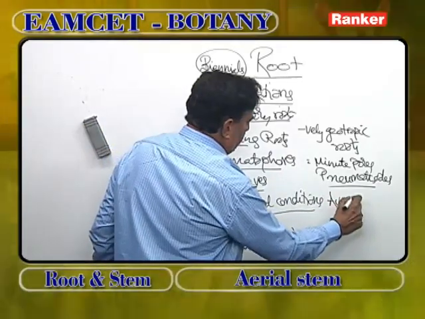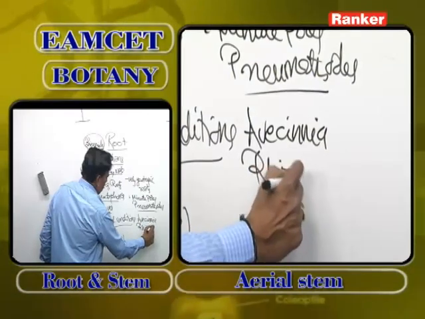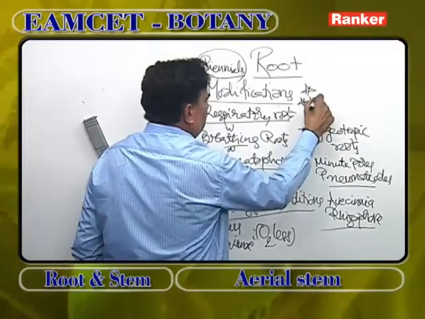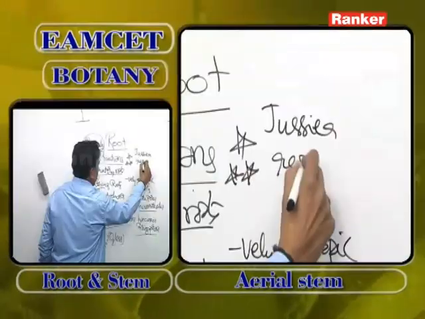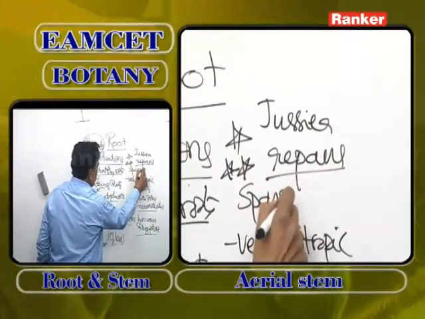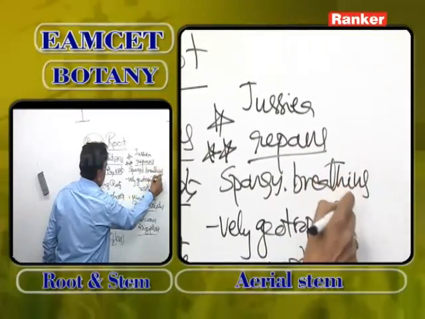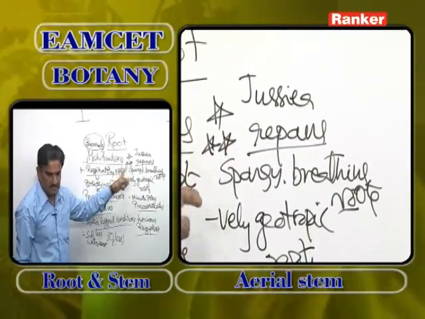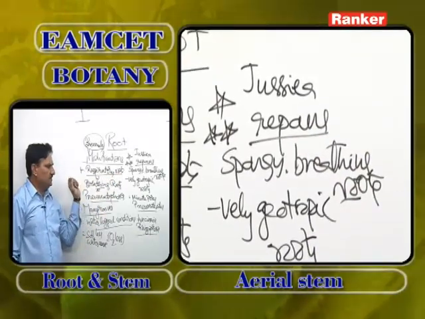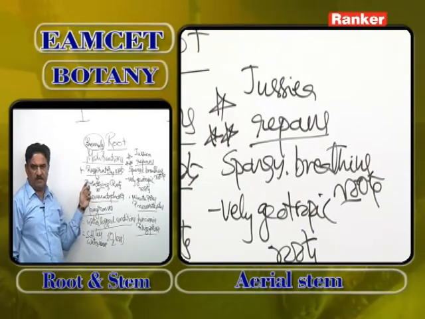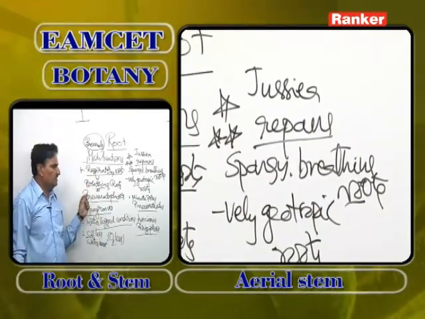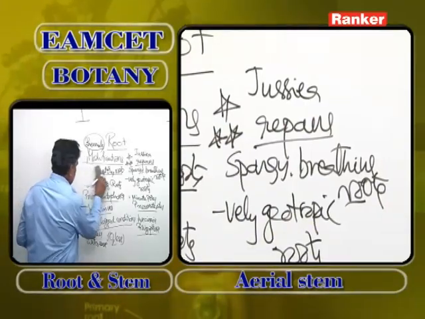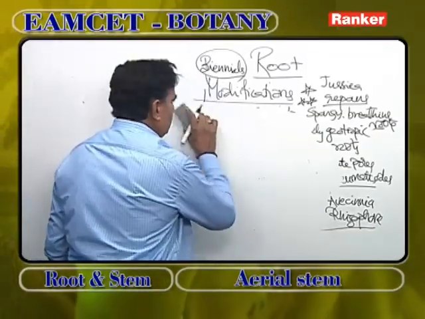The best examples are mangroves like Avicennia and Rhizophora. These two definitely show respiratory roots. One important bit: there is an aquatic plant by name Jussiaea repens. This Jussiaea repens shows special spongy breathing roots. In addition to normal adventitious roots, this plant also shows special spongy breathing roots. So an aquatic plant with both normal adventitious roots and special spongy breathing roots is Jussiaea repens. This is about the fourth special type of root modification, that is respiratory roots.